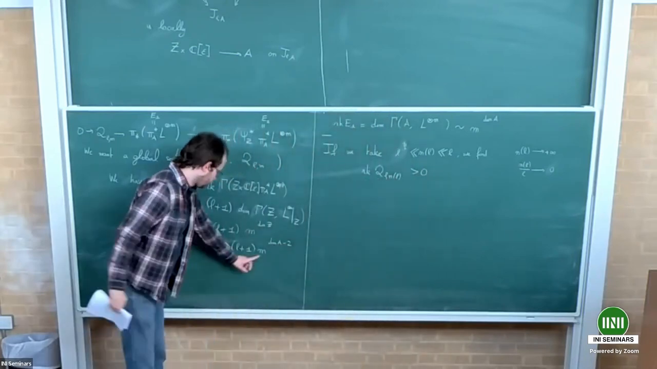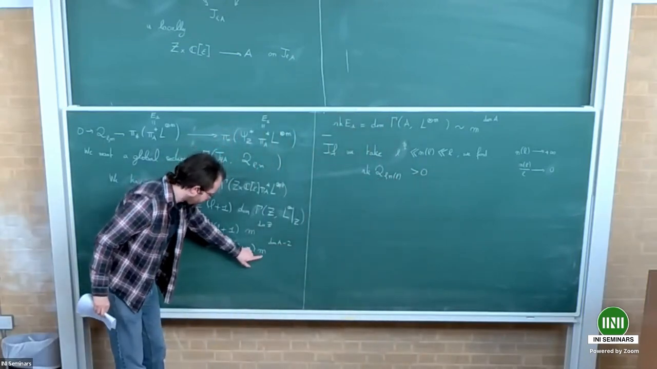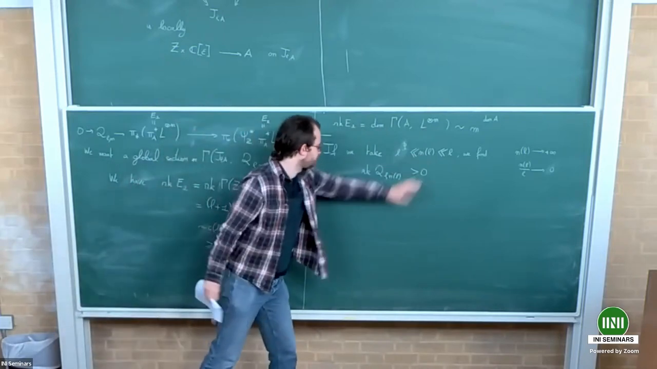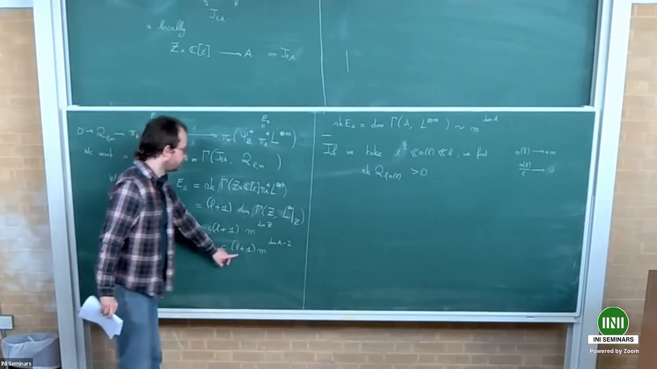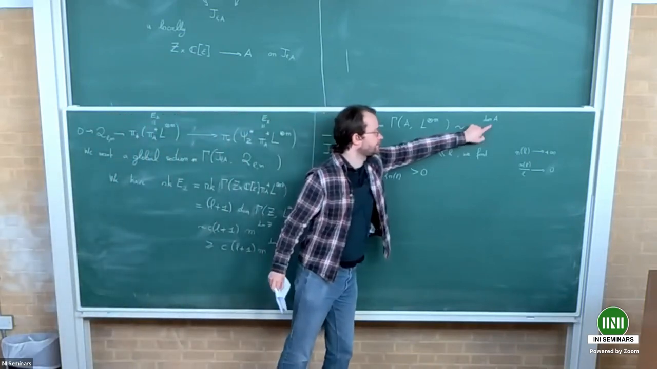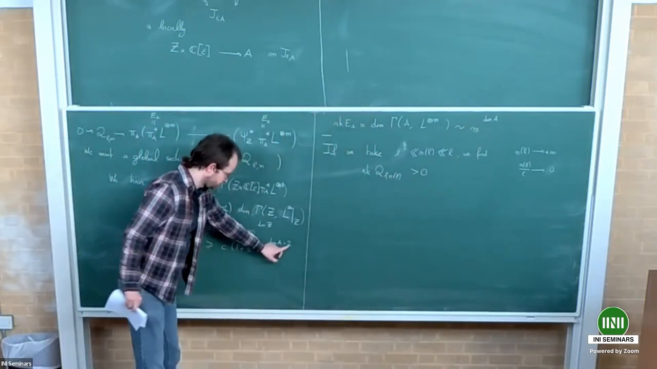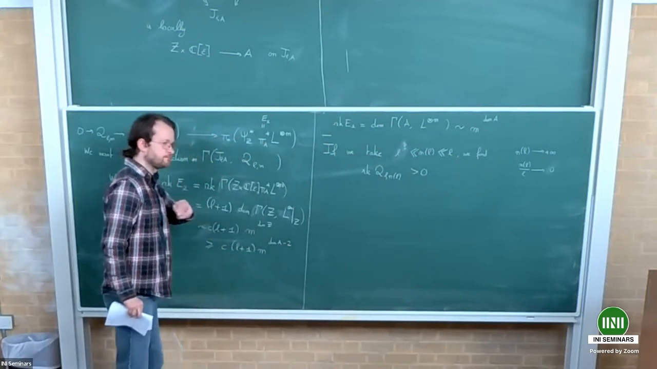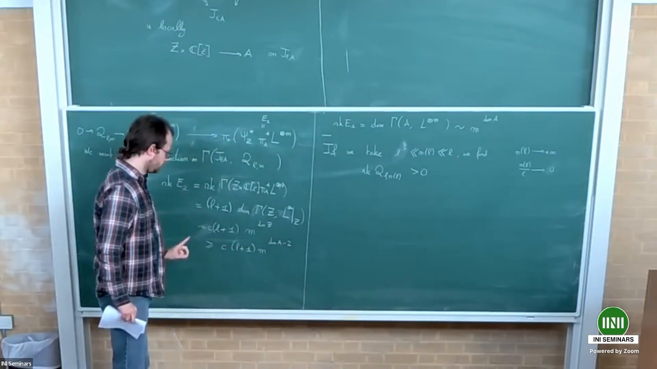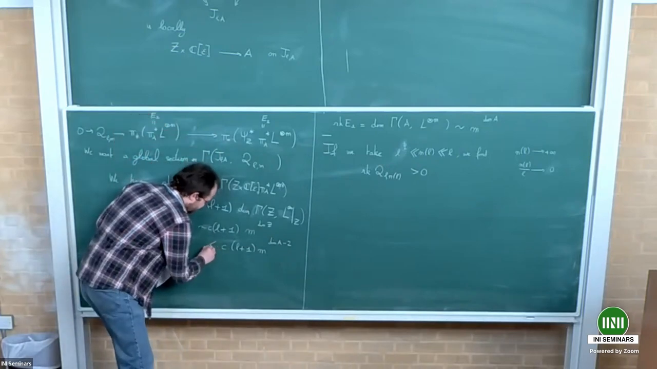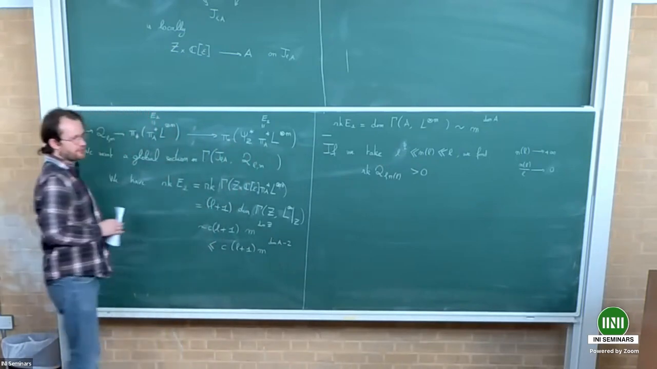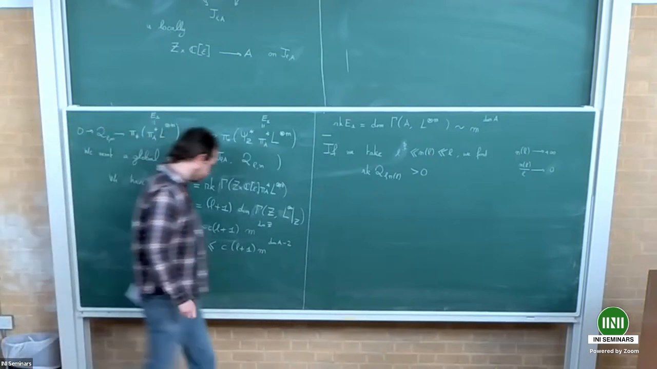You replace M by NL, and you find that this is much smaller than this M to the power dimension because of this minus 2. Yes, you're right. Sorry. I want this to be much smaller than that, so that the color is good. Thank you.